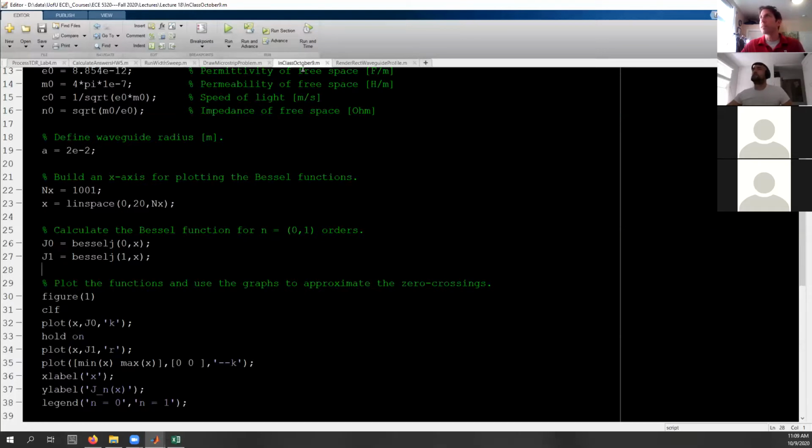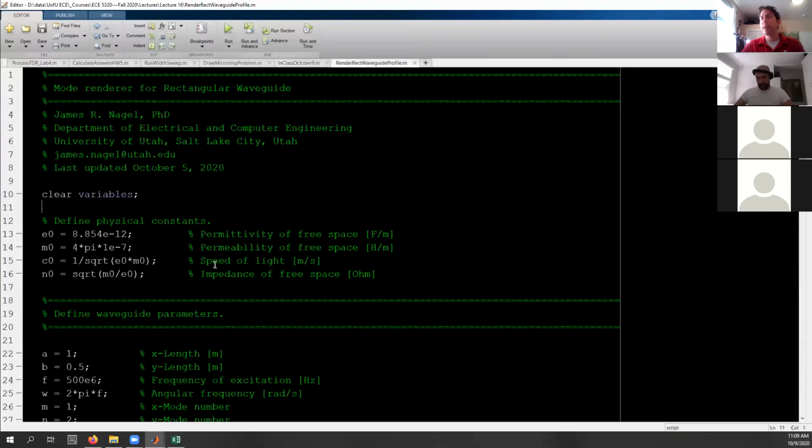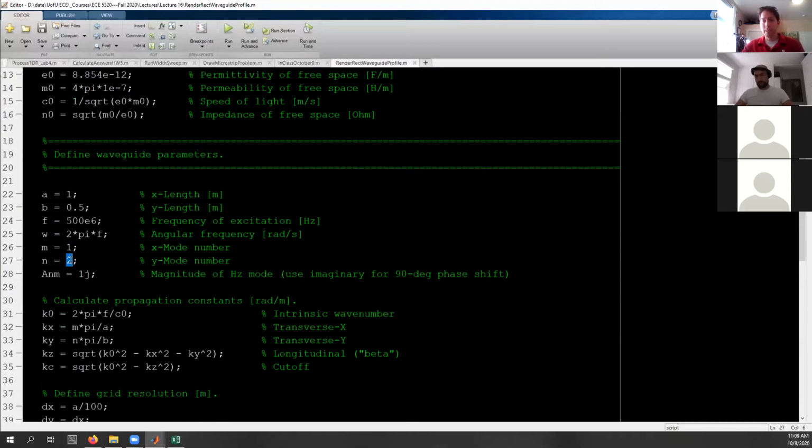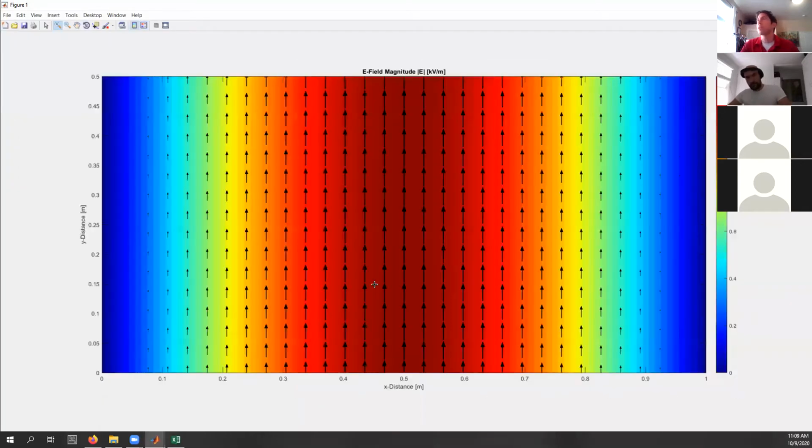So where was that? I had rendering the profile. This is a good kind of exam question. But the question is, here is an electric field in a rectangular waveguide. You see it is 0.5 centimeter vertically and 1 centimeter horizontally. And the question is, what mode are you looking at? Is this the n equals 1, 0, 2, 1, 4, 1, those sorts of things.